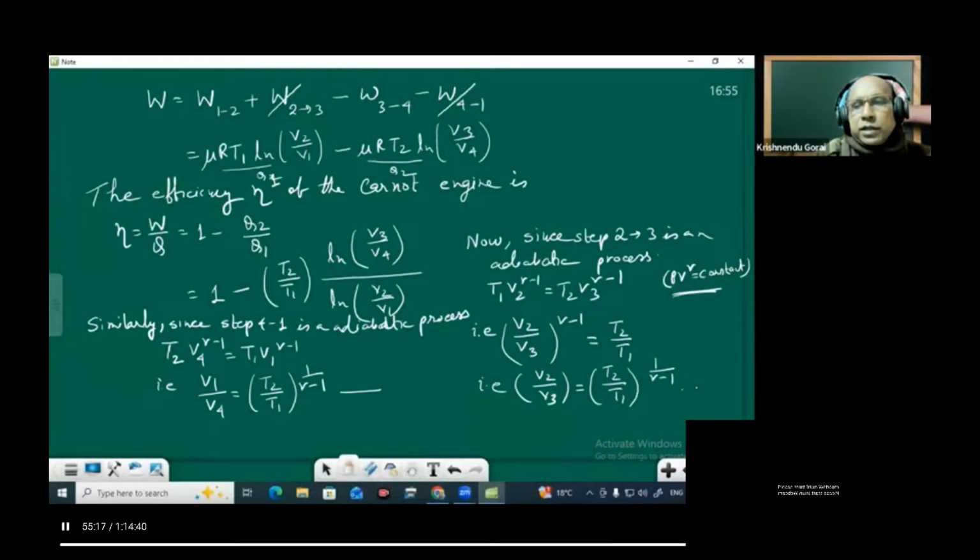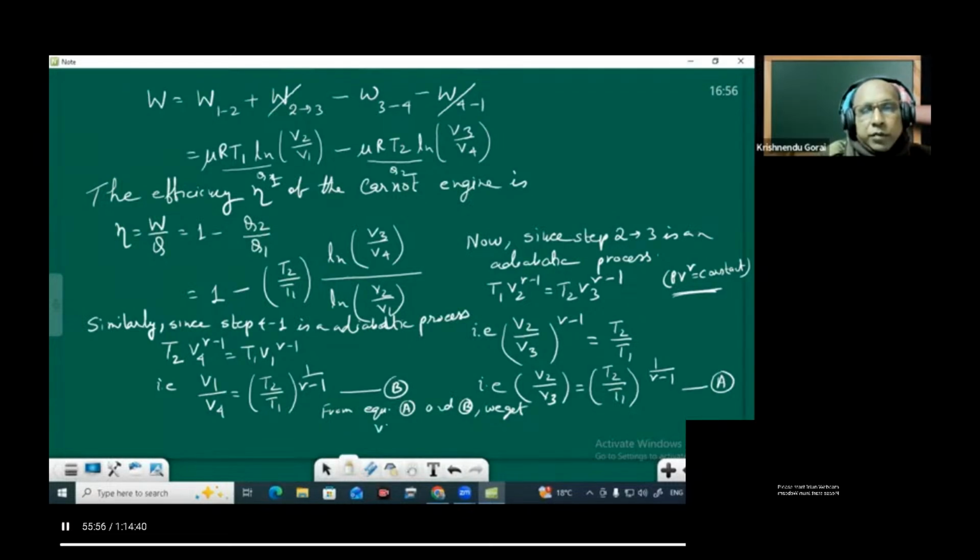So you see this equation and this equation are same. Suppose these are A and B. Both are the same equation, right? So you see, in place of V2 by V3, you can write T2 by T1 to the power 1 by gamma minus 1. And in place of V1 by V4, T2 by T1 to the power 1 by gamma minus 1, both are same. So you can write V1 by V4 equal to V2 by V3, right? So from equations A and B, we get this equation, that is V3 by V4.